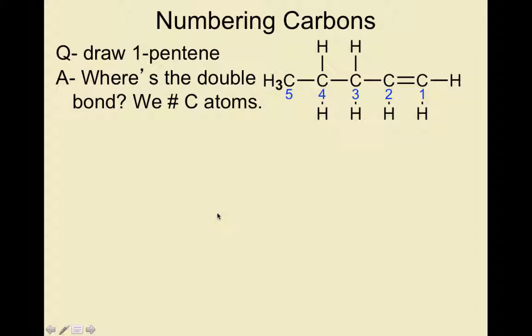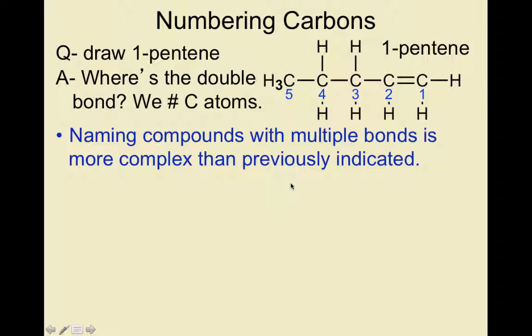Okay, so if we start numbering from the other side, 1, 2, 3, 4, 5, then this does become one pentene. So if you have a carbon chain and there is a double bond in it, when we start numbering our carbon chain, which is something that we will always have to do, you want to look to the end that's closest to the nearest double bond.